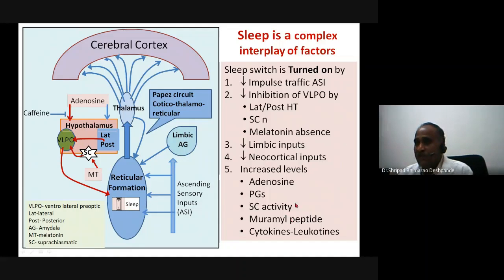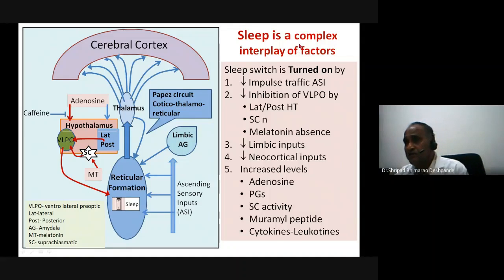Now, then we have the supracosmetic activity. There is a clock, so there is a diminution of this, and more activities coming up here. There are other chemicals like what is called a sleep inducing peptide or a muramyl peptide. This muramyl peptide will again activate this VLPO, and that would produce the sleep. The cytokines, leukotrienes, the prostaglandins, they will all activate VLPO and produce sleep.